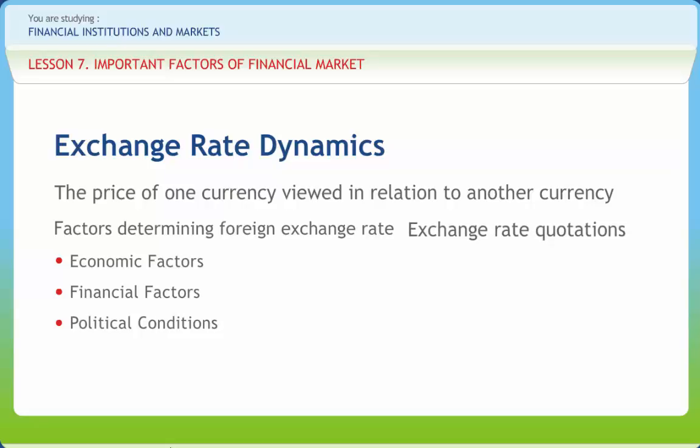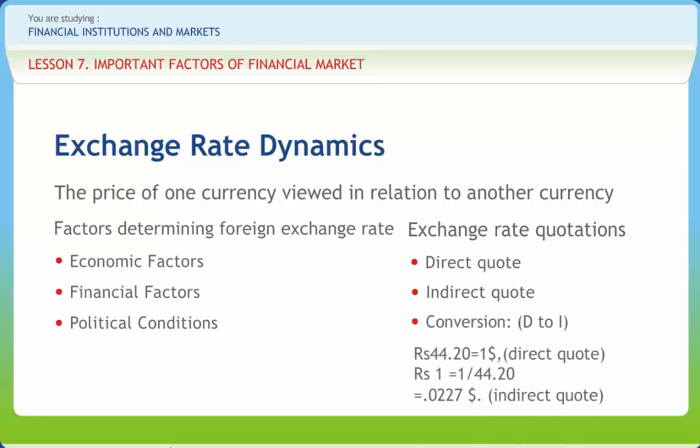Exchange rate quotations. First, direct quote. In a direct quote, X units of domestic currency equal 1 unit of foreign currency. For example, rupees 44.20 per USD is a direct quote for USD in India. Second is indirect quote. In an indirect quote, the domestic currency is the commodity which is being bought and sold. Commodity comes first and price next. For example, rupees 1 equals 0.02 USD.